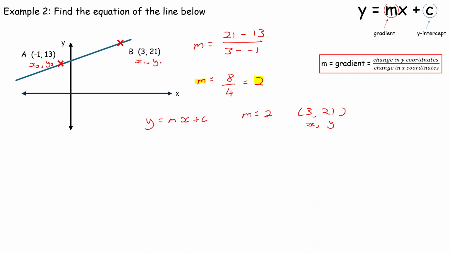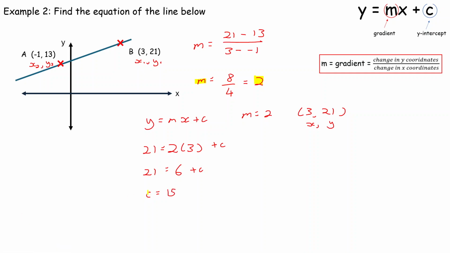So y is equal to 21, so 21 is equal to my m value, which is 2, times my x value, which is 3, plus c. And this is just an equation now that I'm trying to solve to find c. I've got 21 is equal to 2 times 3 is 6, plus c. So 6 add what is equal to 21, c must be equal to 15. 15 add 6 is 21. So my c value is equal to 15.